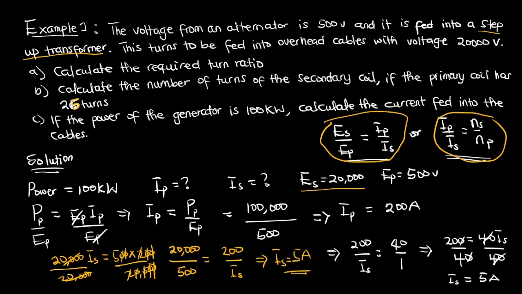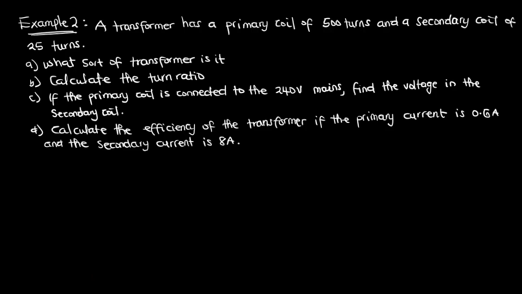Very good. All right, let's have a look at another problem, and then we end the second part of this tutorial. A transformer has a primary coil of 500 turns and a secondary coil of 25 turns. This one is pretty straightforward. A, what sort of transformer is it? B, we have to calculate the turn ratio. Very easy. C, if the primary coil is connected to a 240 volt mains, we have to find the voltage in the secondary coil. Also very easy. D, we also have to calculate the efficiency of the transformer if the primary current is 0.6 amperes and the secondary current is 8 amperes. Very easy, straightforward.